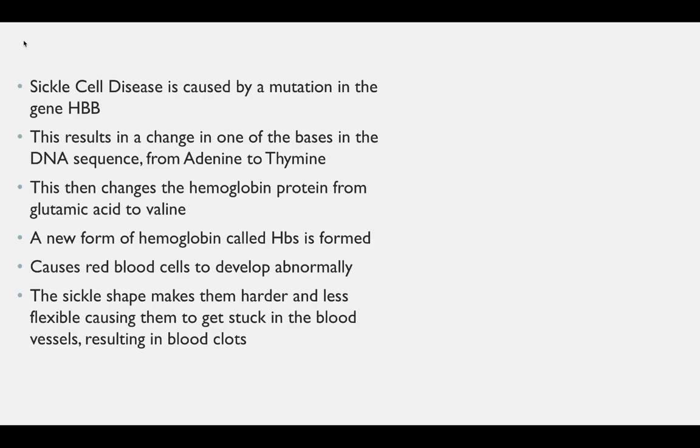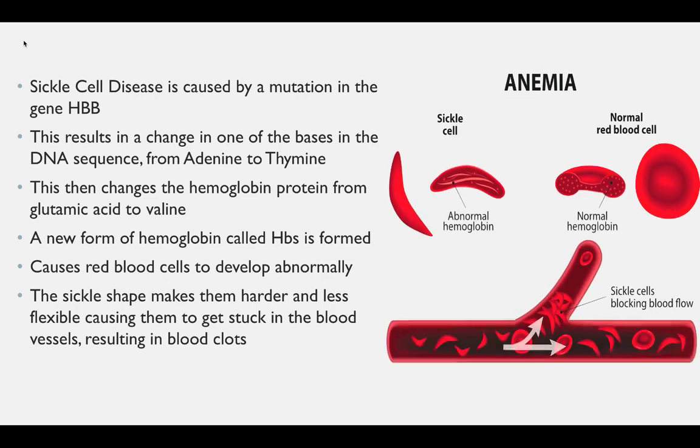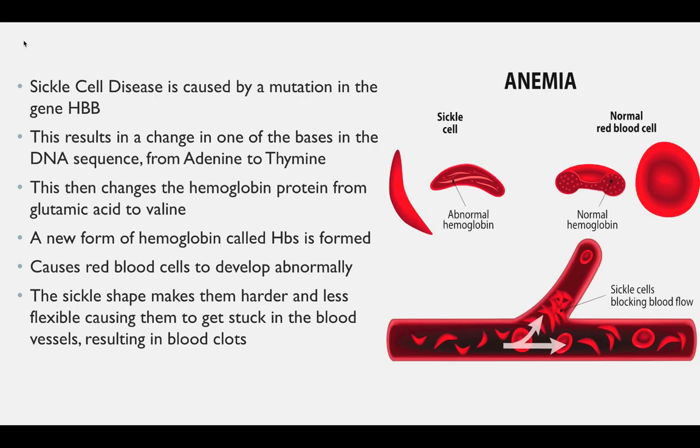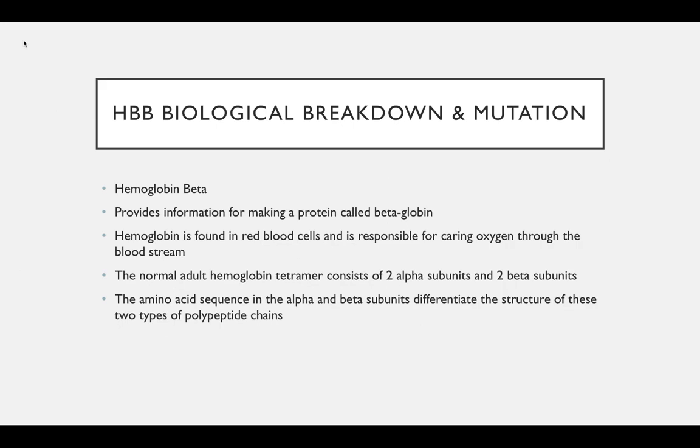Sickle cell disease is caused by a mutation in HBB, which results in a change in one of the bases in the DNA sequence from adenine to thymine. This then changes the amino acid in the hemoglobin protein from glutamic acid to valine and causes the body to produce a new form of hemoglobin called HBS. HBS causes red blood cells to develop abnormally and become sickle-shaped rather than donut-shaped. The sickle shape makes them harder and less flexible, which causes them to get stuck in the blood vessels, resulting in blood clots. The gene we will be focusing on that causes this is HBB.